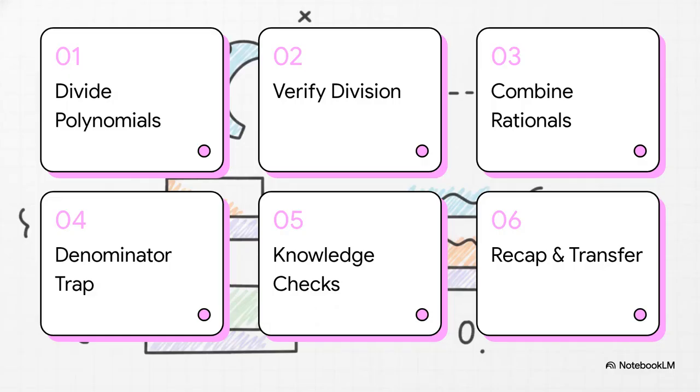Here is our roadmap for today. First up, we'll divide polynomials. Second, we'll verify that division by multiplication. Third, we'll combine rational expressions. Fourth, we'll learn how to avoid the dreaded denominator trap. Fifth, we'll run through a couple of knowledge checks. And finally, number 6, a quick recap and a transfer task.